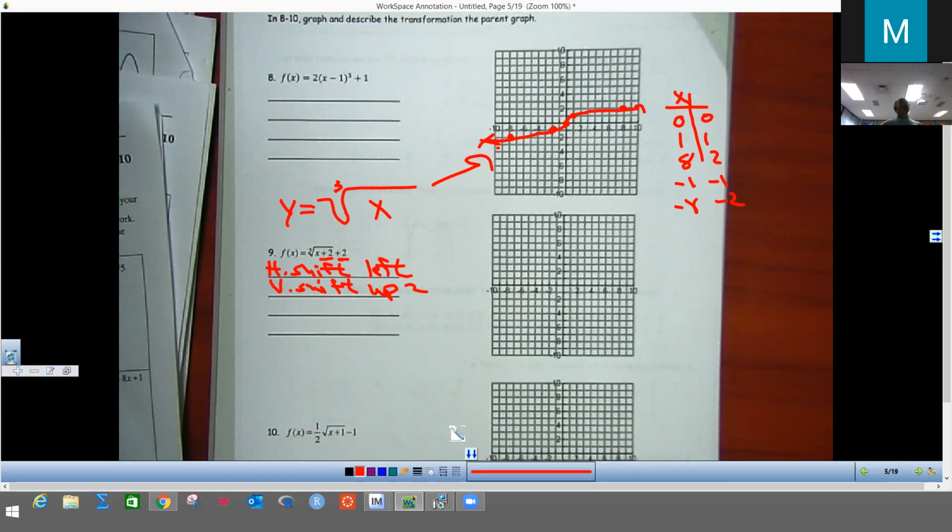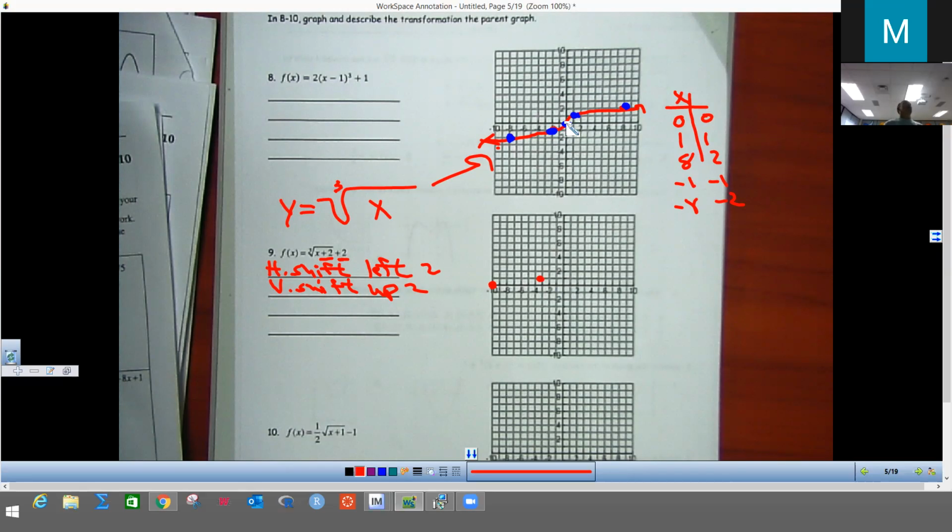So I'm going to come over here, and I'm going to take these points that I just had for you, and I'm going to shift them all to the left 2 and up 2. So I'm going to take this (-8, -2) and go left 2 and up 2, which puts it at -10 on the x-axis. So that point would shift to here. (-1, -1), I'm going to go left 2, up 2. That's going to put that point at (-3, 1). So I go to (-3, 1).